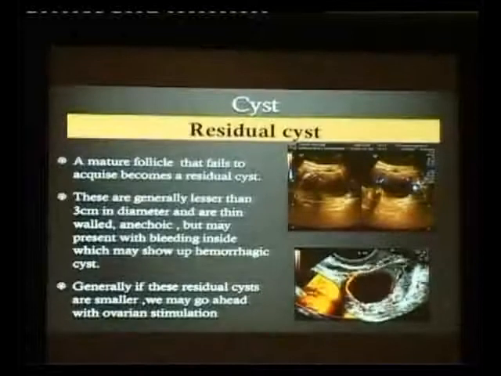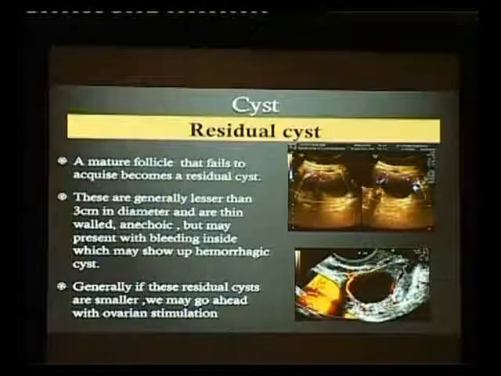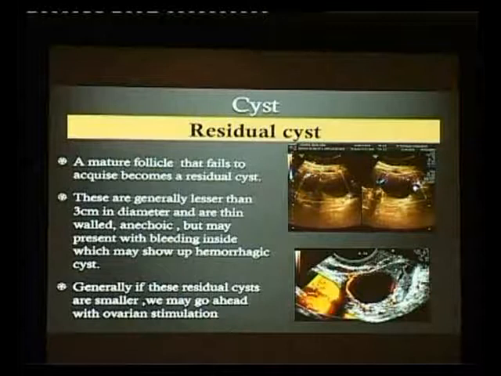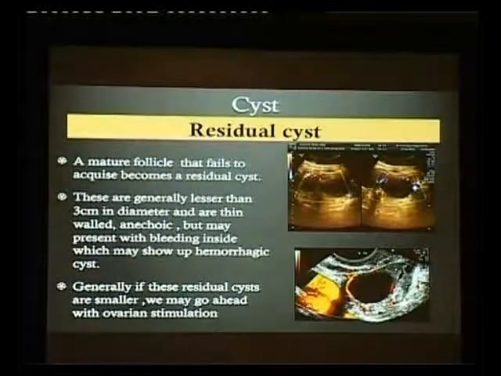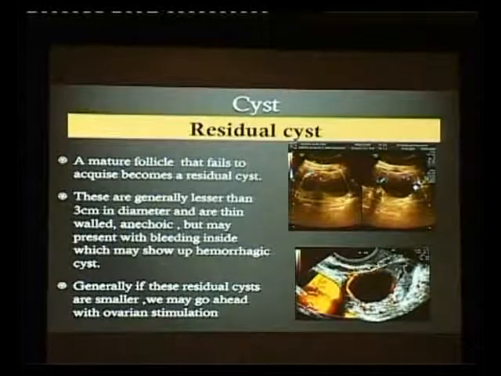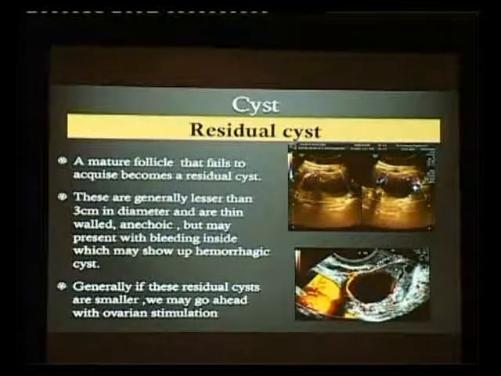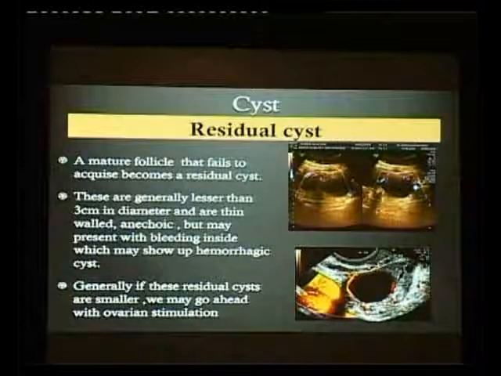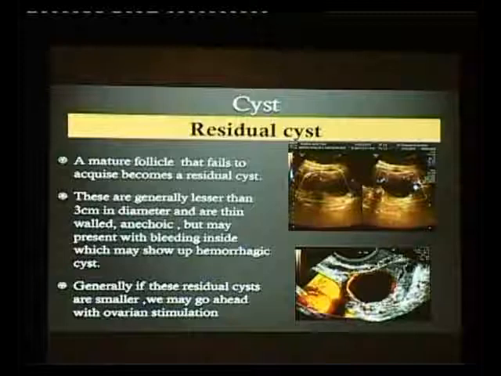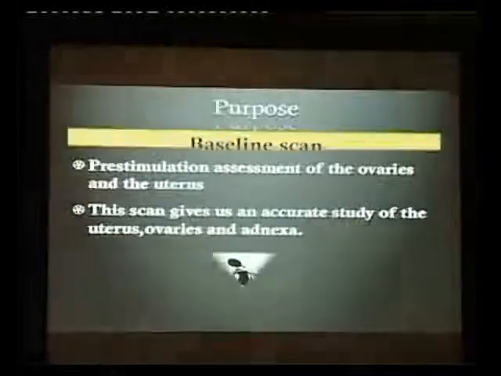But first, a residual cyst. A mature follicle that fails to acquiesce becomes a residual cyst. These are generally lesser than 3 centimeters in diameter and are thin-walled, generally anechoic, but may present with bleeding inside, which may then show up as a hemorrhagic cyst. Generally, if these residual cysts are smaller, the clinicians may still decide to go ahead with the ovarian stimulations.